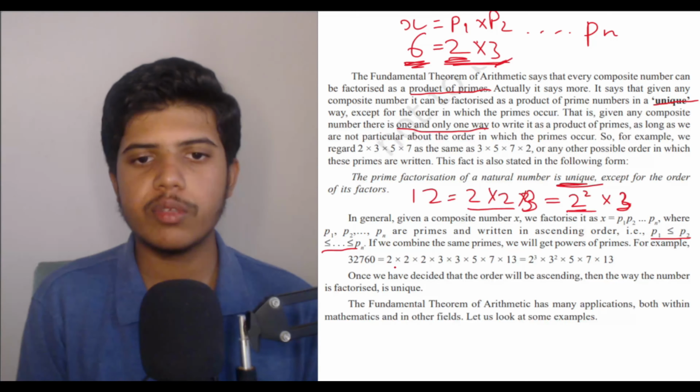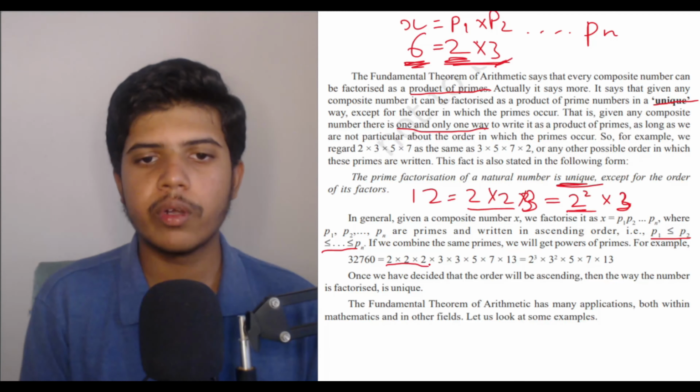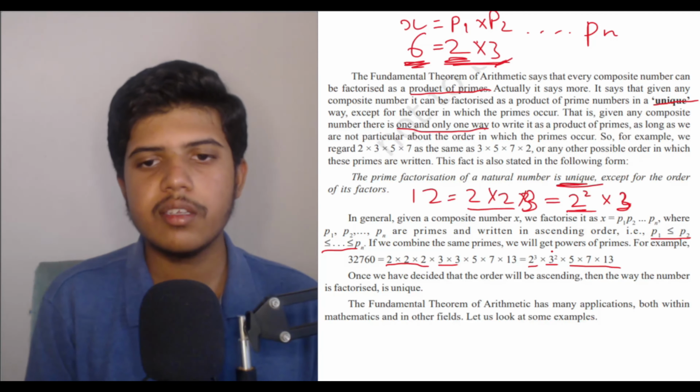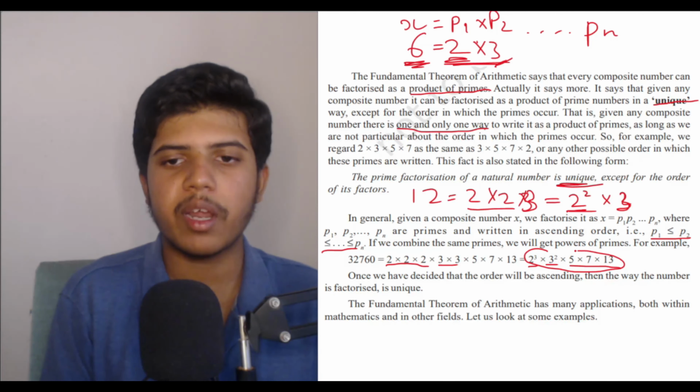For example, 32760 is equal to 2 into 2 into 2 into 3 into 3 into 5 into 7 into 13. So 2 into 2 into 2 is 2 cube and 3 into 3 is 3 square. 5, 7, 13 are written as they are, and this is in terms of powers of the primes.